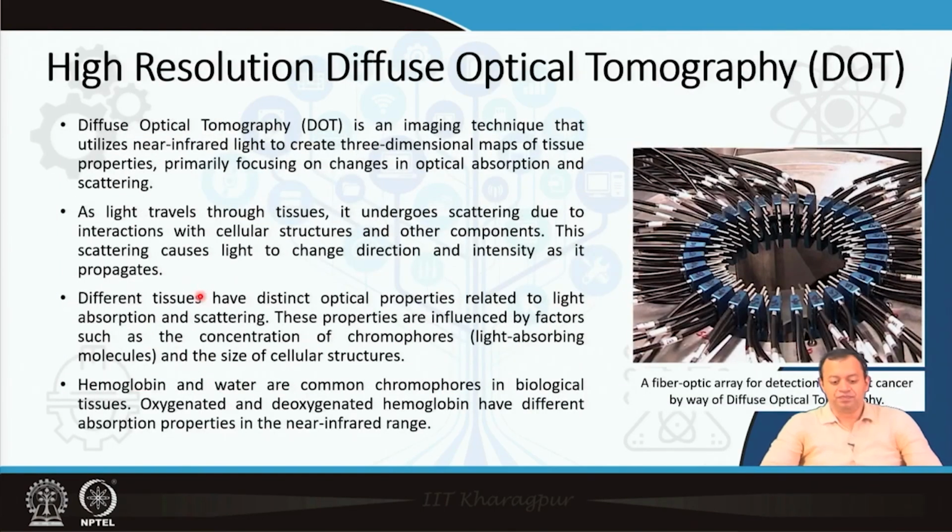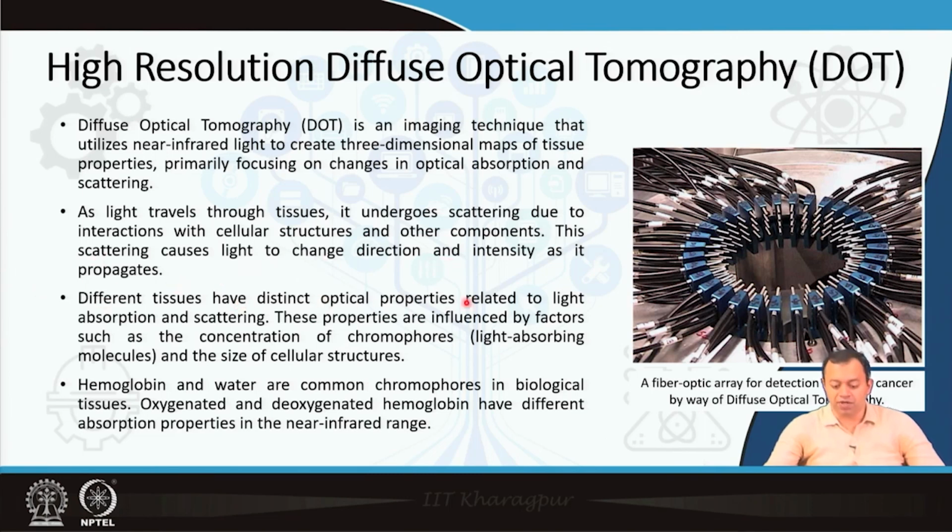Okay. So, high resolution DOT. Diffuse optical tomography is an imaging technique that utilizes NIRS. As light travels through tissue, it undergoes scattering due to interaction with cellular structure and other components. This scattering causes light to change direction and intensity as it propagates.